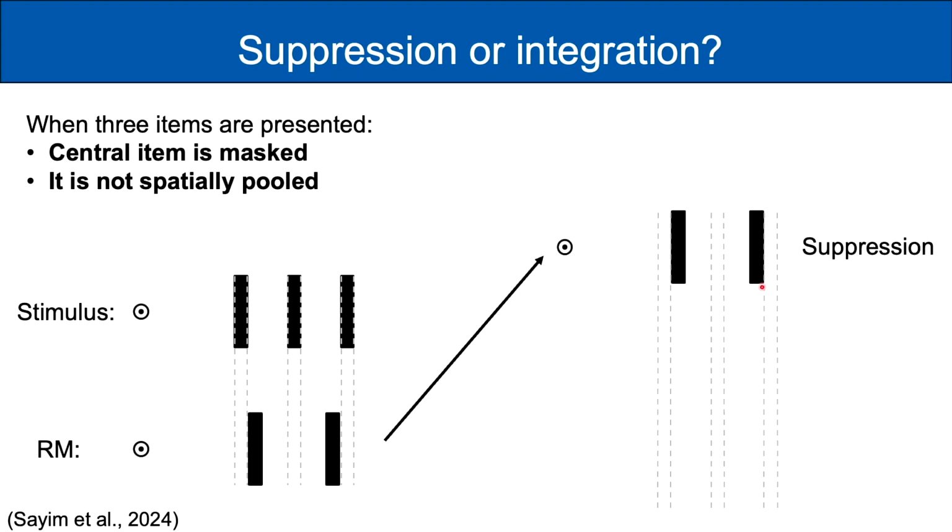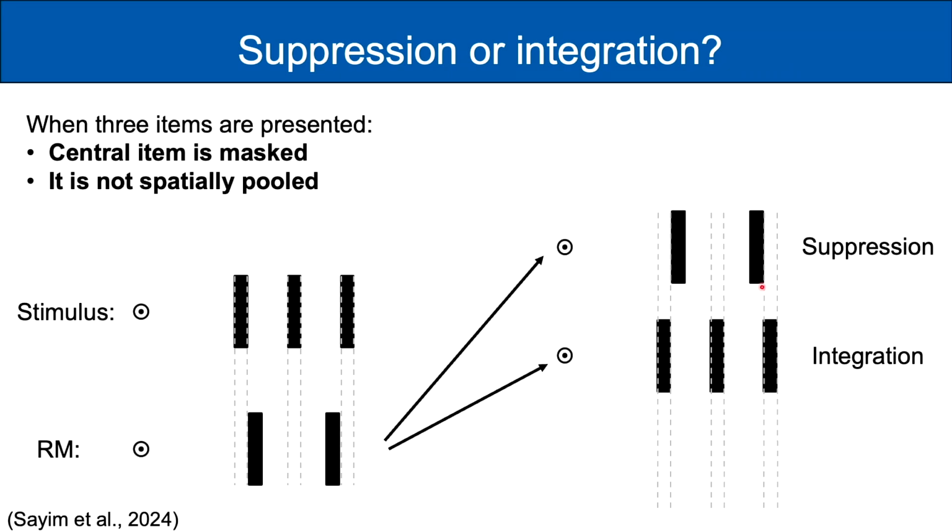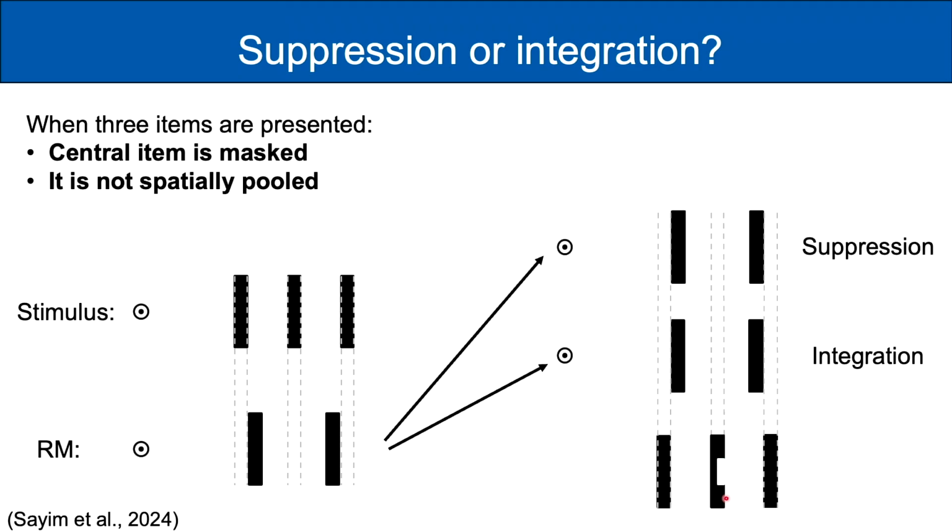The second mechanism, however, is integration, in which features of the central item are combined with the surrounding items. The central item could be integrated with the left or the right item as shown here, or with both items. For example, in line with integration, we found that a gap presented on the redundancy-masked central item was predominantly perceived on the outermost item, suggesting integration between central and outermost items. So we have evidence for both suppression and integration in redundancy masking in the spatial domain.